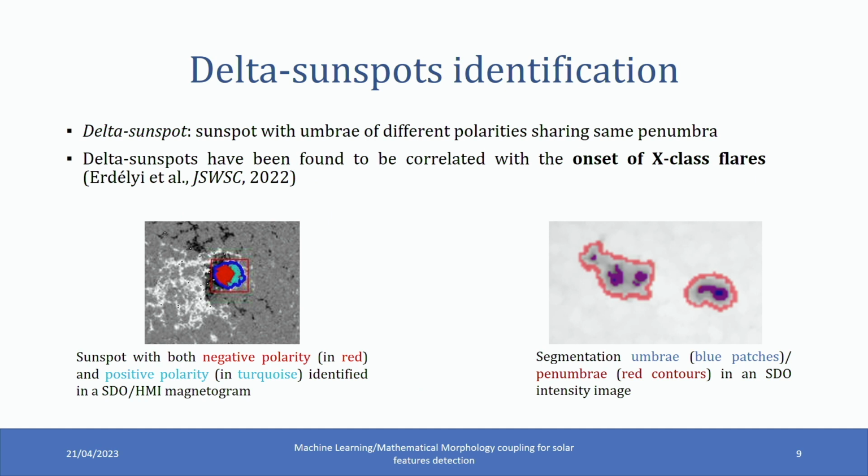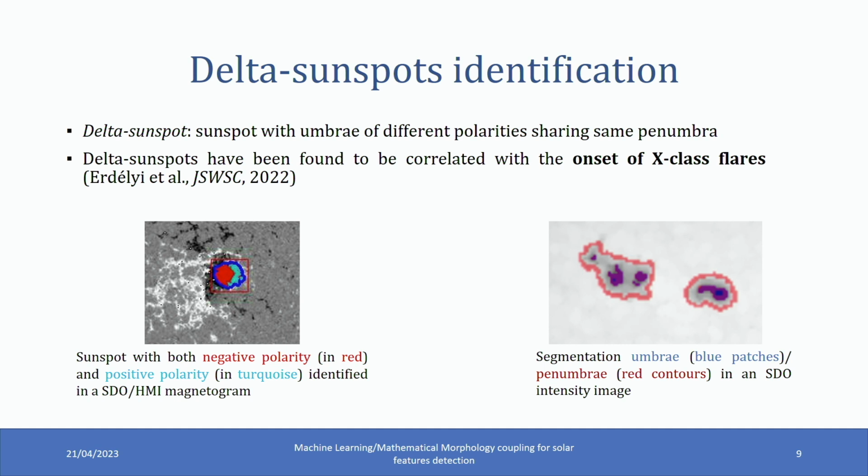So for example, delta sunspots. To identify delta sunspots, we use intensity images from SDO to segment and contour the umbra and the penumbra with mathematical morphology. And we are also using HMI magnetograms in order to have information about the magnetic polarities.